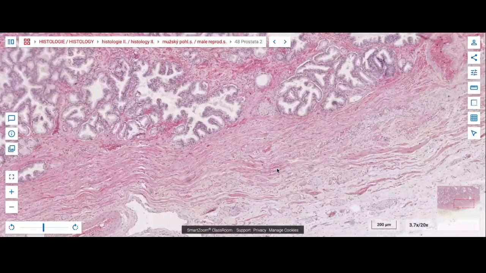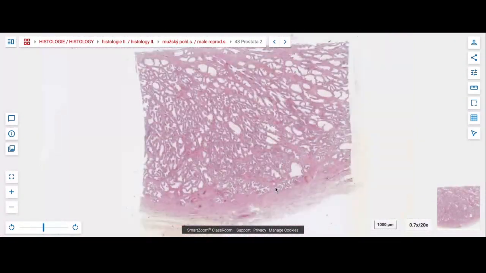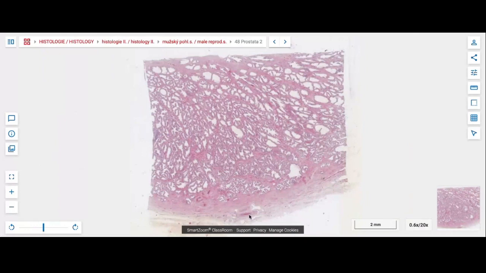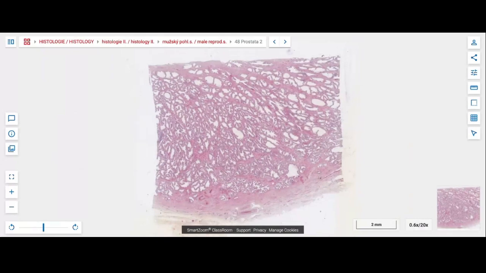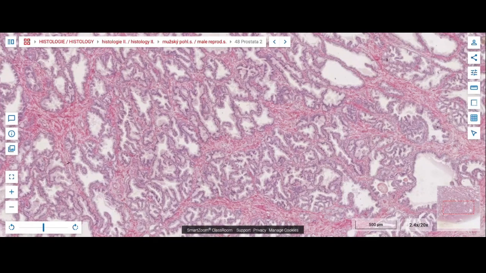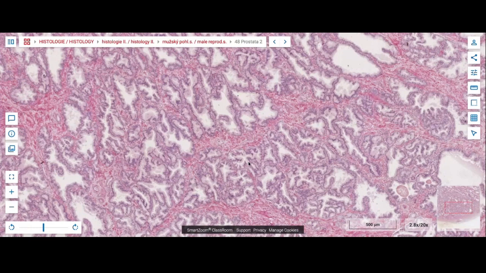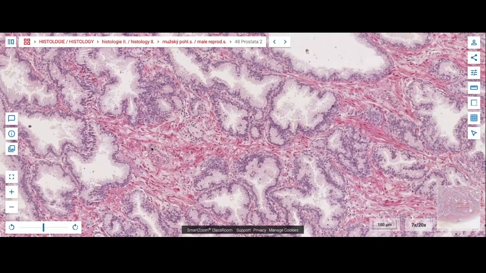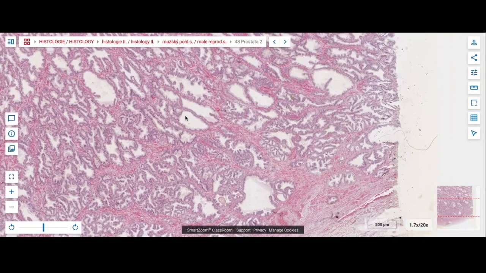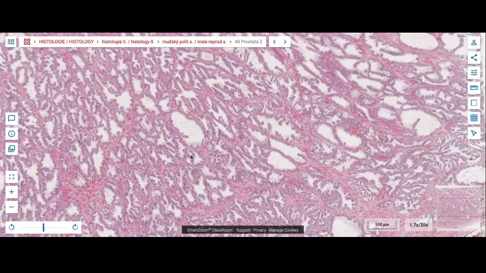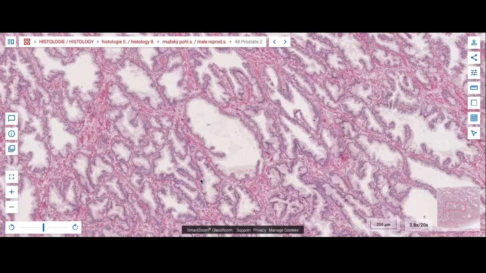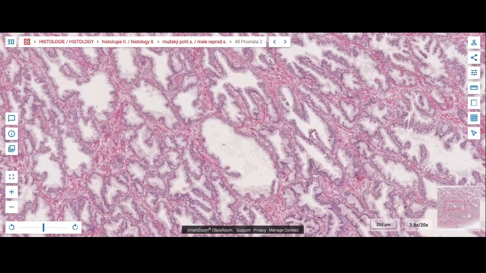Then right below the capsule, all of this area, which you can see from the capsule, is going to be called your fibromuscular stroma, and it consists of a mixture of dense connective tissue and smooth muscle, which is arranged very irregularly. So all of this is a fibromuscular stroma, and there are these special glands which are called prostatic glands, and they are embedded into the fibromuscular stroma. So all of these cloud-shaped glands which you can see are called the prostatic glands, and their lumen has a very irregular shape.